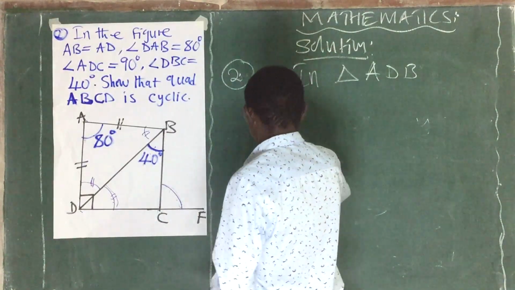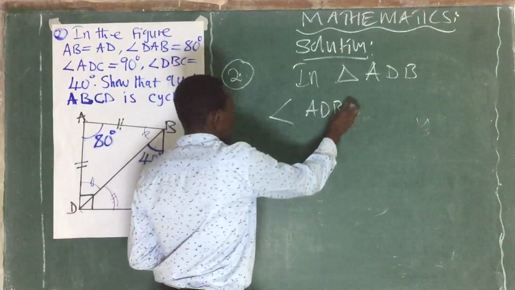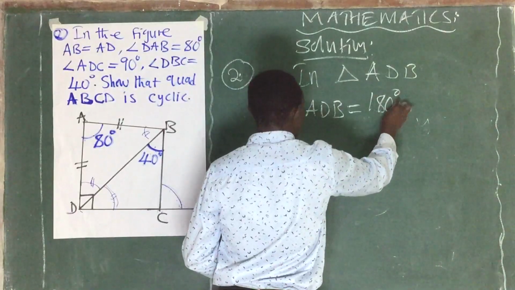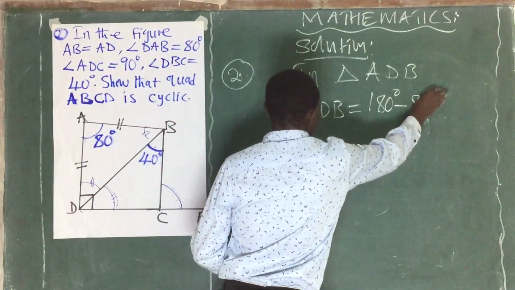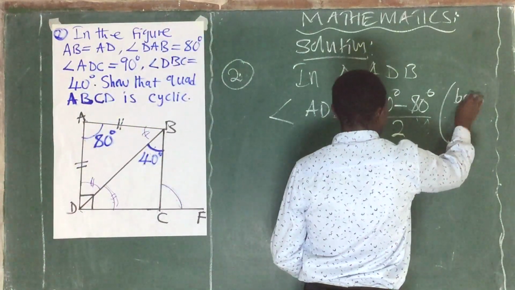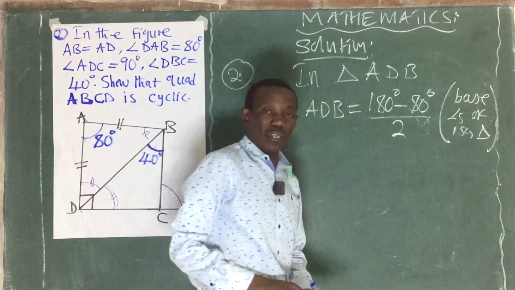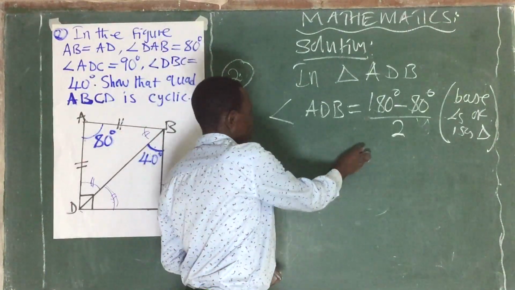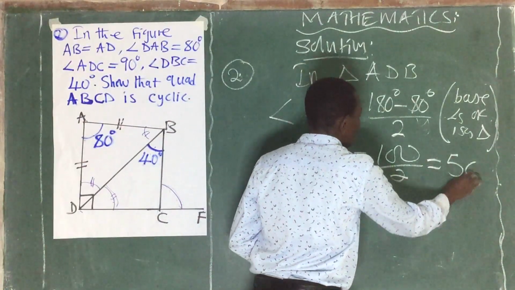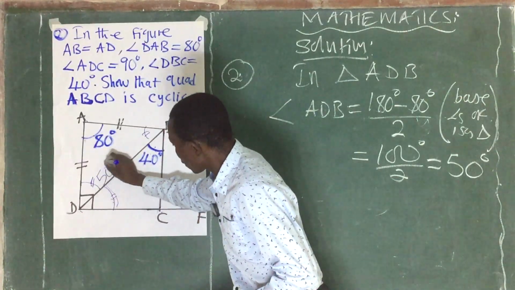Here I'm interested in finding the value of angle ADB. This angle ADB is equal to 180 degrees minus 80 degrees, then the result should be divided by 2. Reason, you write here: base angles of isosceles triangle. So what do you get out of that? Here we have 100, which has been divided by 2, and the answer is 50 degrees. That's what we get. So this angle here is 50 degrees.